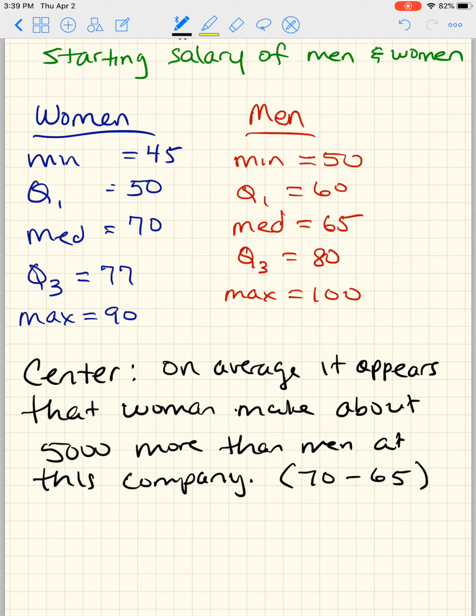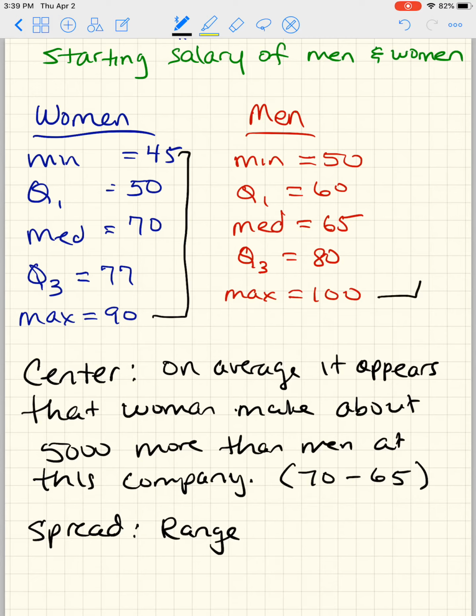Once we get here, we can take a look at the shape. Well, actually, we can't take a look at the shape just yet. I need a picture, which I'll show in the next slide. So I'm going to talk about the variability or the spread. I'm going to talk about the range in both cases. The range is going to be highest minus lowest. So you should say, right now we have that the highest is 90 and the lowest is 45 for women. So that's a 45. And 150, so that's 50. So the men have a larger range, which means their spread is larger.